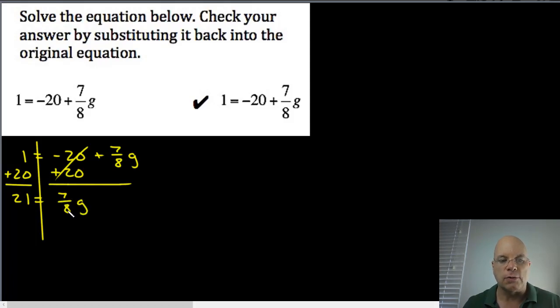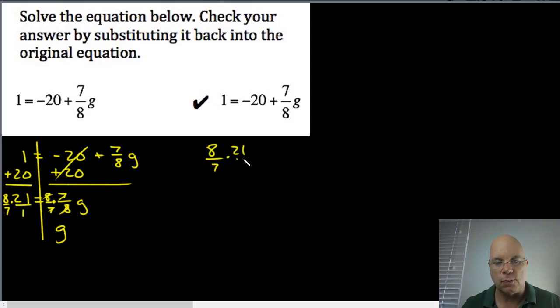But I don't want to know 7/8 g, I want to know g. I want to know 1g, which is g. So I need to multiply the 7/8 by its reciprocal 8/7 in order for these to all cancel and for me to get 1g. But then I need to multiply the other side of the equation by 8/7. I'm really squeezing this in here. Let me do this over here.